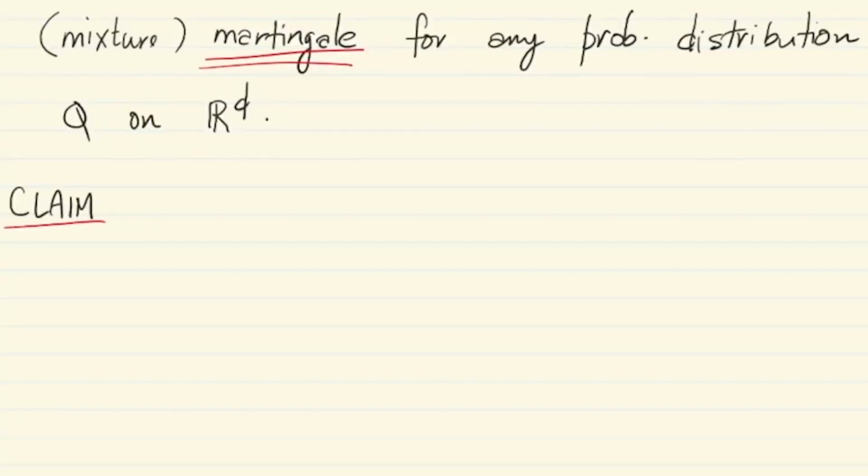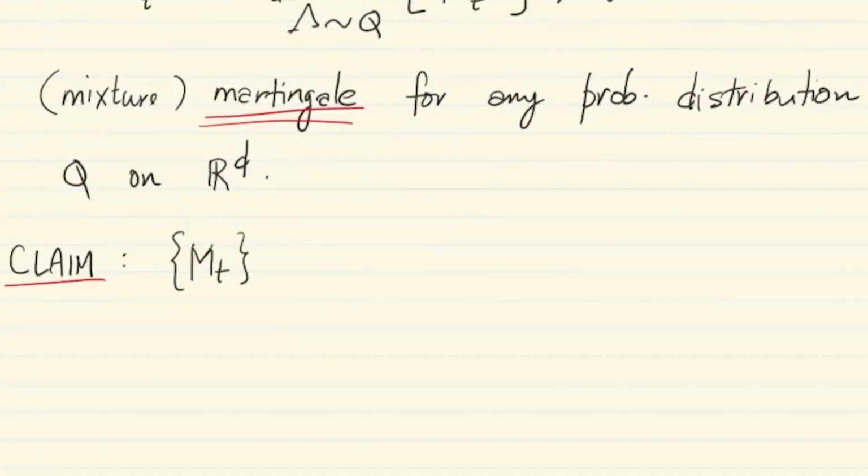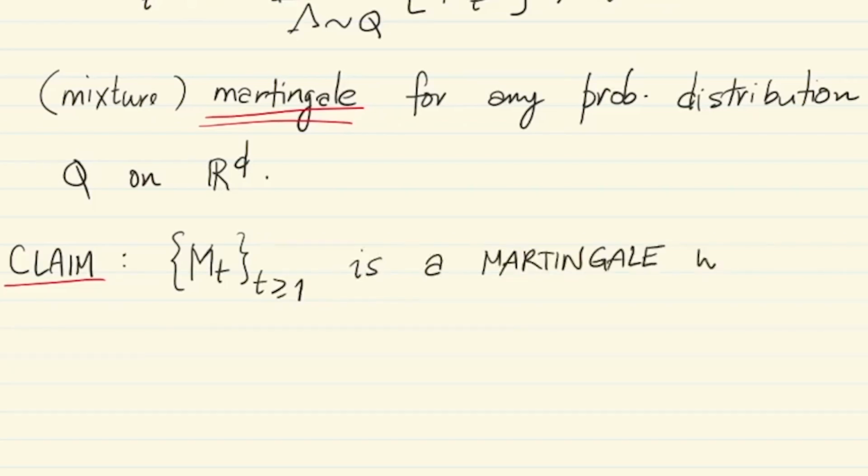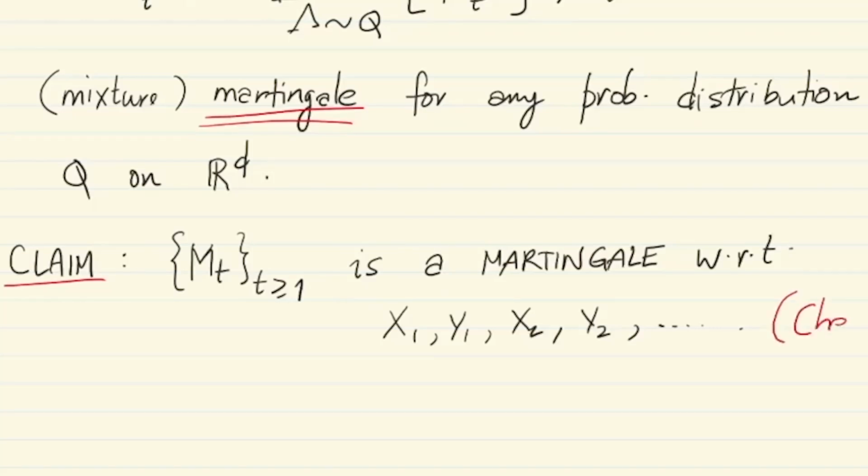So let me just put down this claim that the mixture of all these M_t lambdas, where lambda is independently chosen as a vector from some convenient distribution Q over R^d, forms a martingale with respect to the same filtration as we had earlier, with respect to x1, y1, x2, y2 and so on, in the same way. Okay, so this is something that you can easily check offline.